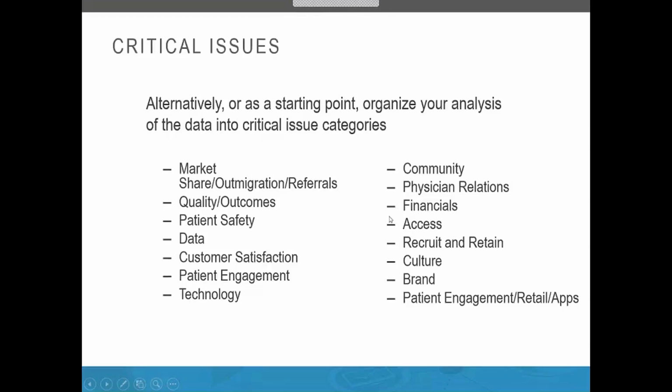So alternatively to a SWOT, or actually as a starting point to the SWOT analysis, organize all your information into critical issues categories. So here's a sample list. As you're gathering your information, try to put it all into these different categories. And then organize and prioritize. Once you've organized your information by category, prioritize the issues.